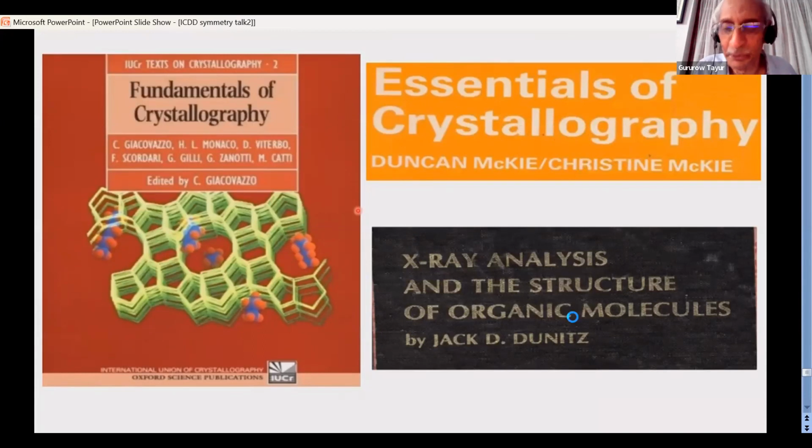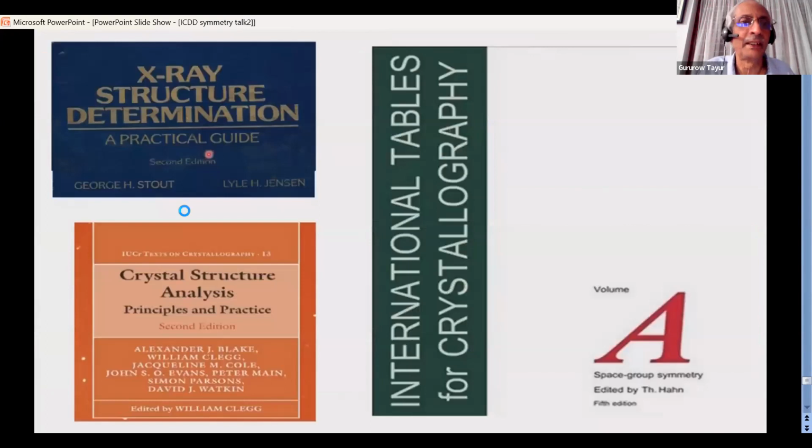And of course, all these books add up to the knowledge which we have gained in structure determination aspects. And of course, the Bible or Quran or Bhagavad Gita or whatever you want to call it, it is the International Tables for Crystallography Volume A, without which we will not survive the structure determination aspects associated with our work.